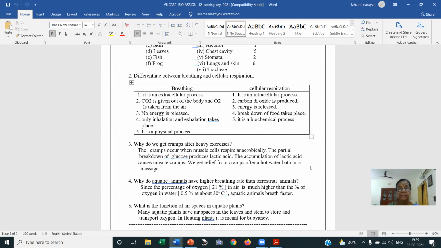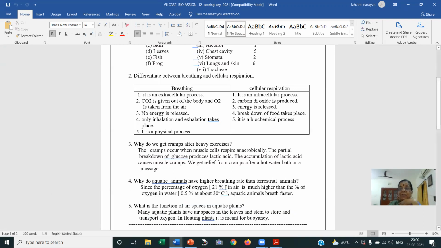Then why do aquatic animals have a higher breathing rate than terrestrial animals? Since the percentage of oxygen in air is much higher than that of oxygen in water, aquatic animals breathe faster. I hope you understand. What is the function of air spaces in aquatic plants? Many aquatic plants have air spaces in the leaves and stem to store and transport oxygen. In floating plants, it is meant for buoyancy. I hope you understand.